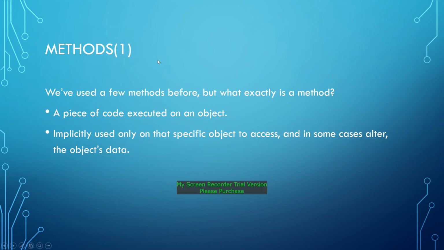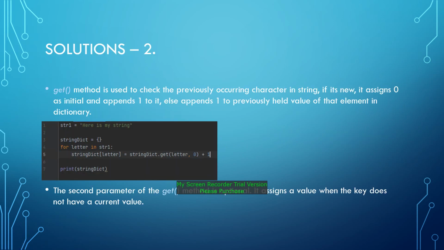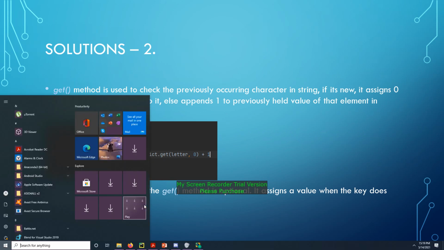All right, anyway, so methods. We've used a few methods before, but what are they? A method is a piece of code executed on an object, okay? So it's implicitly used only on that specific object to access and sometimes even change the object's data or value. So let's look at this. The .get, that is a method used on our dictionary.